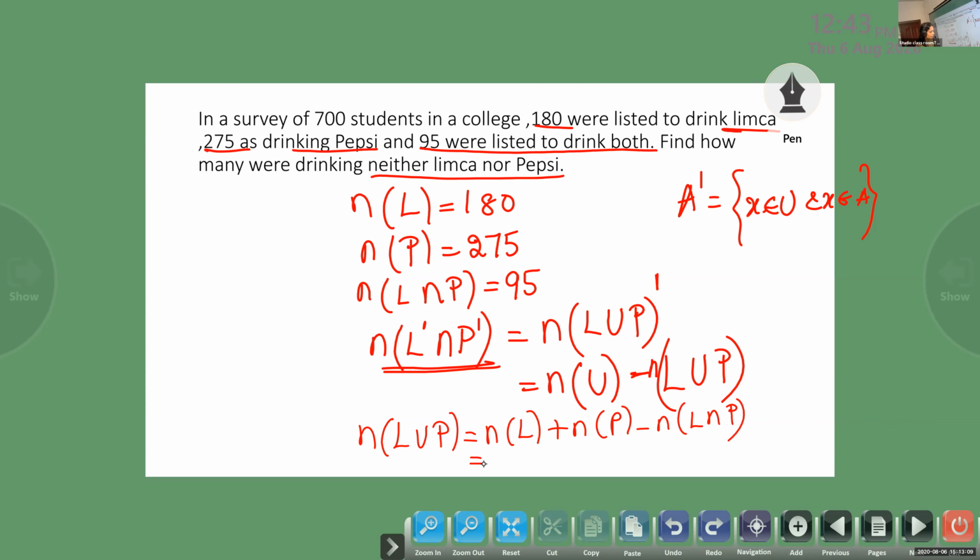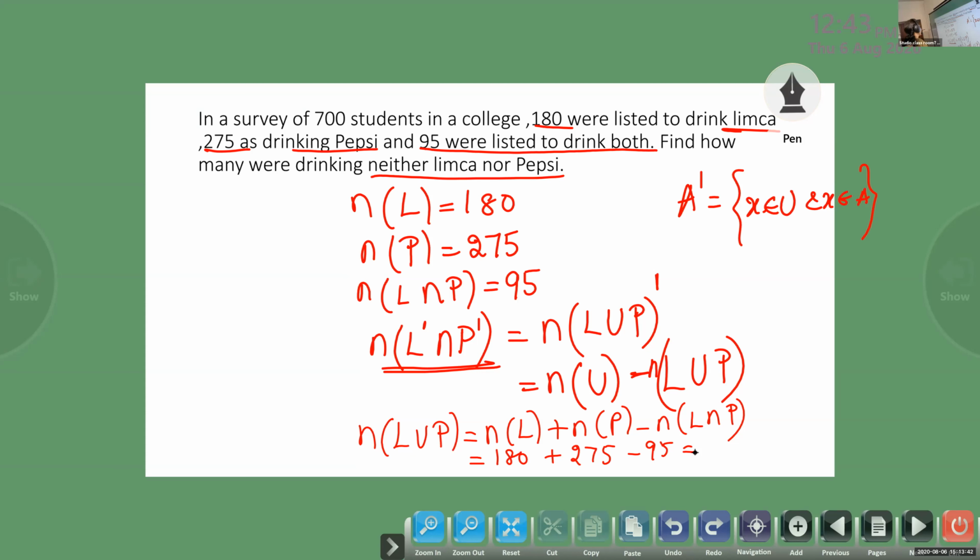Okay, so now apply the values here. N of L plus N of P minus N of L intersection P. Tell me, Karthik, calculate it and give the answer now. 180 plus 275 minus 95.